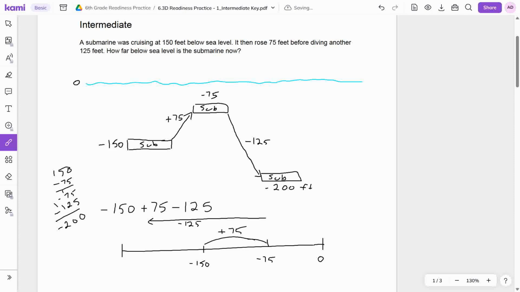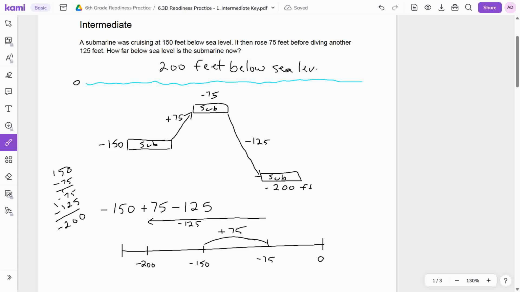And so when we are operating with integers, we need to always keep in mind, are we at negative, are we at positive, and which way are we going? And sometimes a picture helps, sometimes a number line helps. And so let's write our answer, 200 feet below sea level.